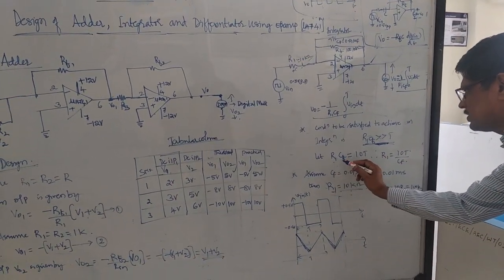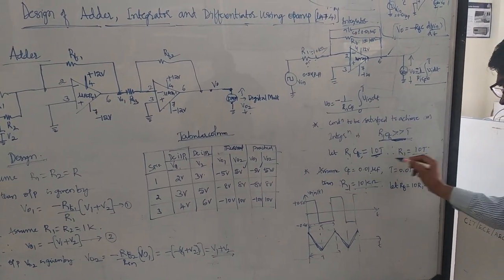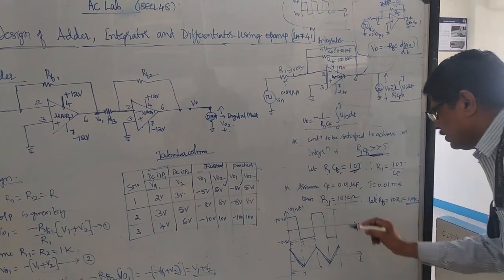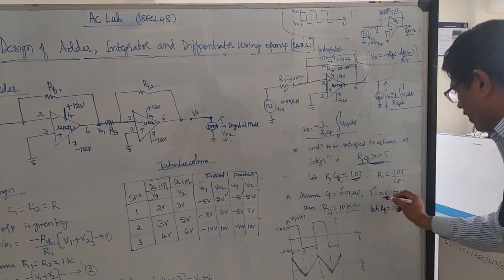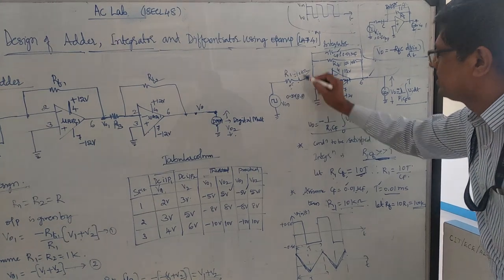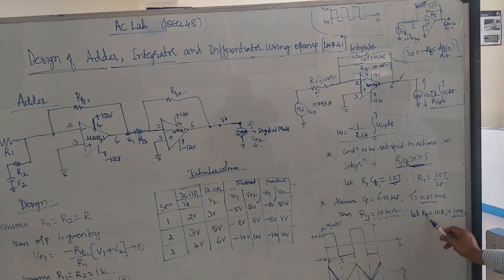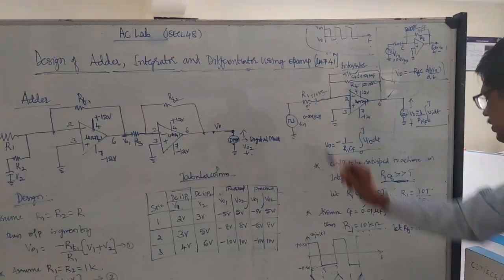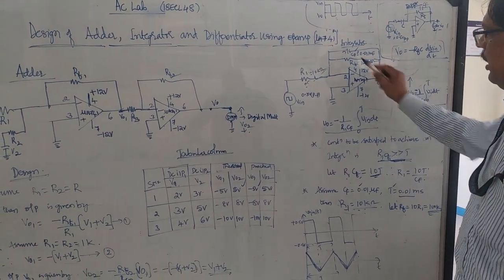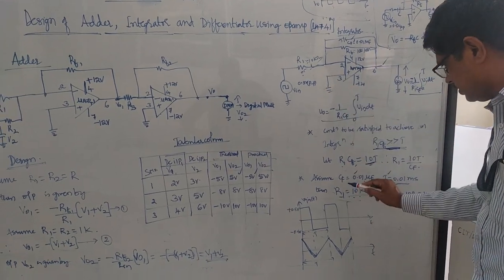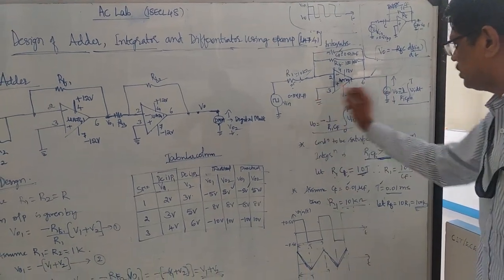Now assume R1 into CF is 10 times T. Then R1 is equal to 10T by CF. Let us assume CF as 0.01 microfarad and T as 0.01 millisecond; then R1 becomes 10K. Now the feedback resistance RF is always 10 times this R1, so it becomes 100K. Then you can rig up the circuit with these values R1, R2, RF, CF, and the input and output.